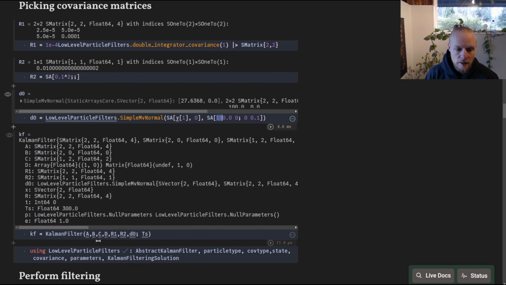And then I package all the matrices, dynamics and covariance into the Kalman filter structure. And we see that it now includes a bunch of matrices that are static matrices, so that's good for performance.